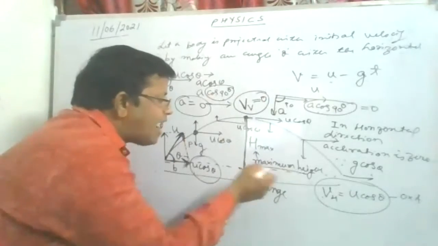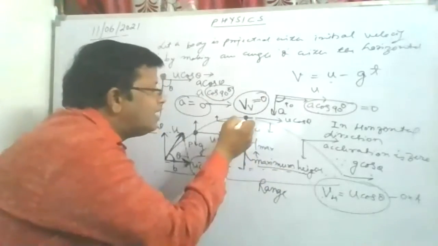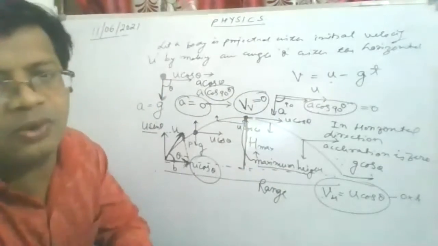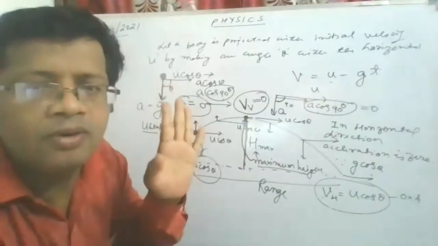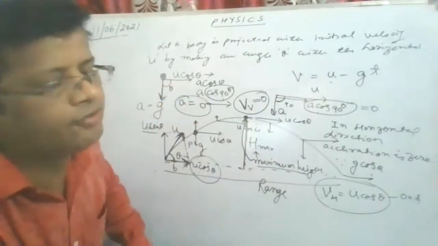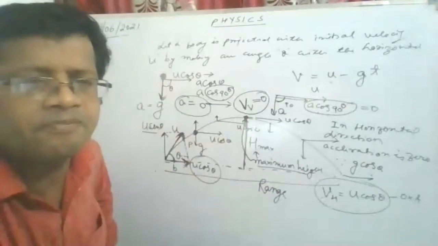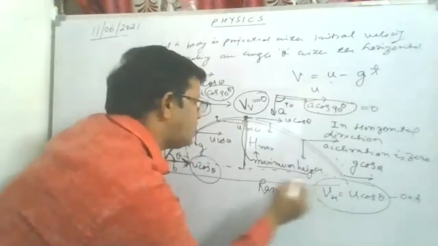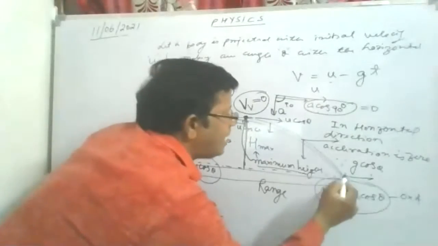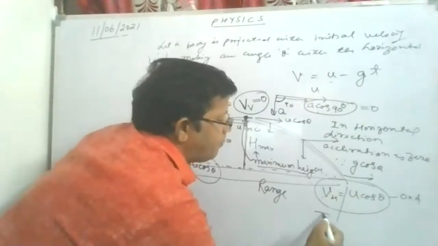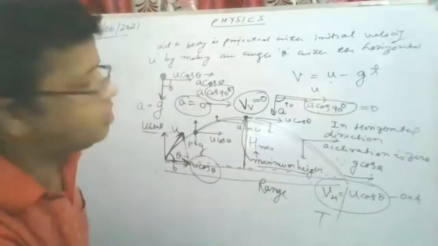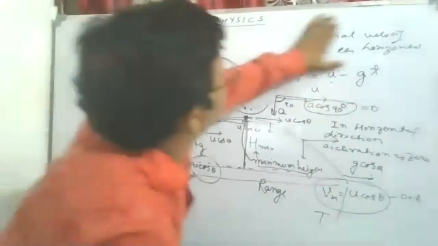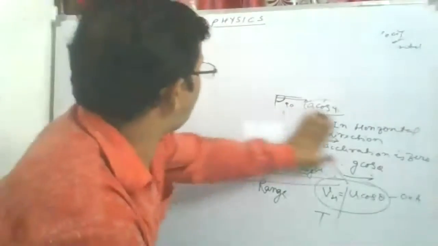At maximum height, the vertical component of velocity becomes 0. Now, we will derive our formula. After this, everything is very easy. Beta, see, this is a projectile. We threw it, and the time it takes to go from here to here is called the time of flight, the time of projectile. So the first formula that we will discuss is the time of projectile, the time of flight.